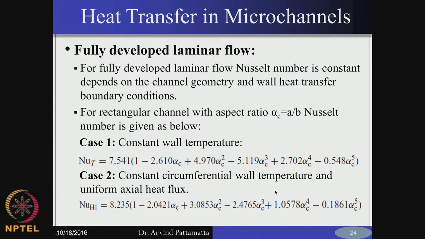And if you do this for different values of aspect ratios, you can actually build a correlation like this. So, this gives you the fully developed Nusselt number correlation as a function of alpha c, and similarly you have one for uniform heat flux. The uniform heat flux case should always be higher than the uniform wall temperature case. Okay. So, the same thing can be used for a micro channel provided it is smooth. Okay.